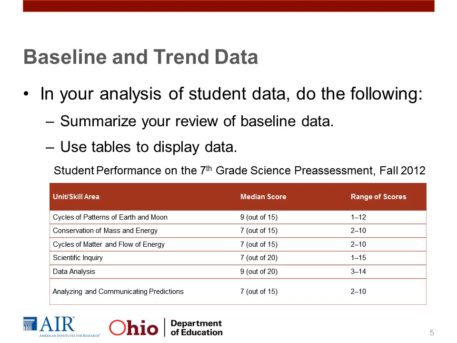For example, from the table on this slide, we can determine that, on average, students have some understanding of cycles of patterns of Earth and Moon, although the scores of individual students ranged in this area. Scientific inquiry seems to be an area where students may need additional support, since the average score was 7 out of 20 in this area.